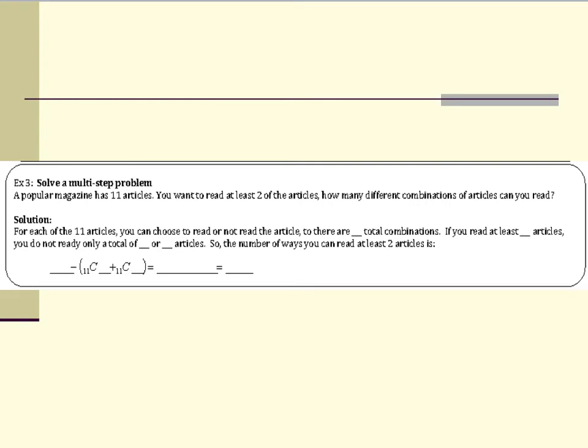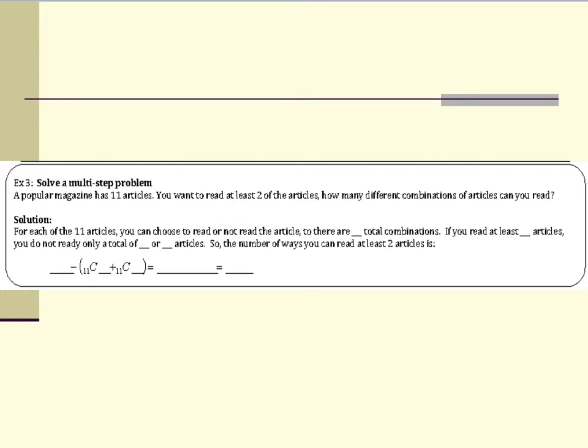Okay, here's our next example. A popular magazine has 11 articles. You want to read at least 2 of the articles. How many different combinations of articles can you read? So at least 2, let's think about it. That means you could read 2, or 3, or 4, or 5, or 6, or 7, or 8, or 9, or 10, or 11. So you could read quite a few of them.